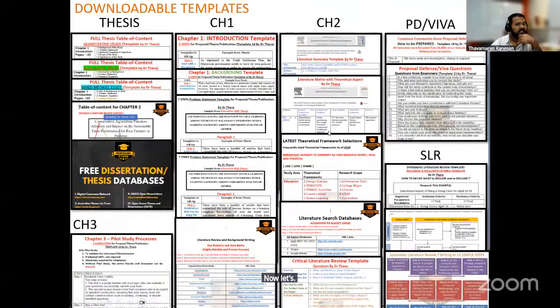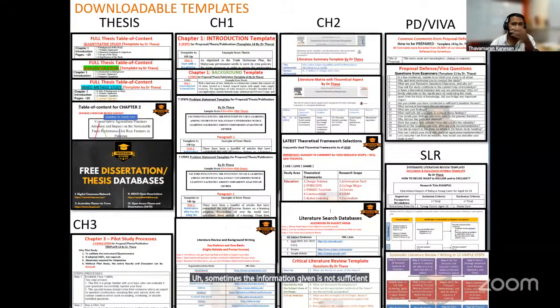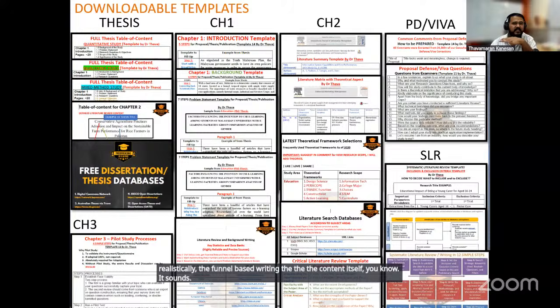Now let's get to templates. Just now everyone was asking about templates, right? In the age of AI, why do I need a template? I just prompt and get everything out, right? Yes, you do. For undergraduate, it's still okay. But at master's and PhD level, sometimes the information given is not sufficient. Forget the fake information and fake citations, we keep those aside first. Realistically, the funnel-based writing and the content itself sounds very basic, not to the level of master's or PhD. That's why I have all these templates to guide you.